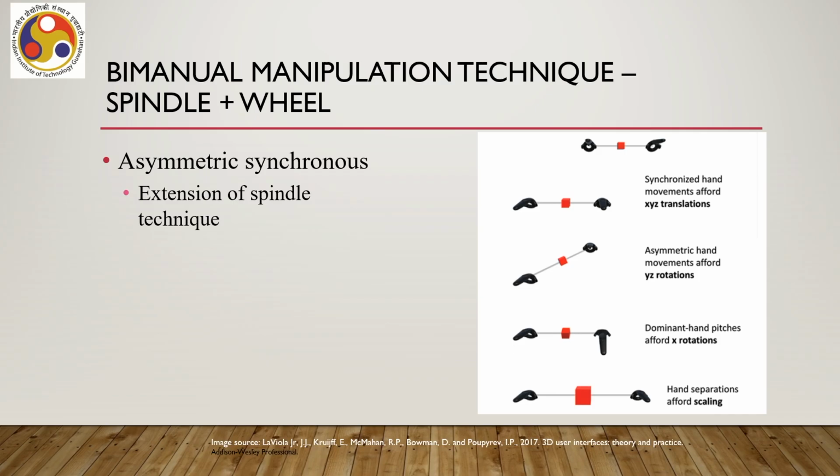A similar technique is spindle plus wheel. This is an asymmetric but synchronous technique, an extension of the spindle technique. Here also both the hands need to be moved together. However, they need not be symmetrically placed on the sides of the imaginary axis.